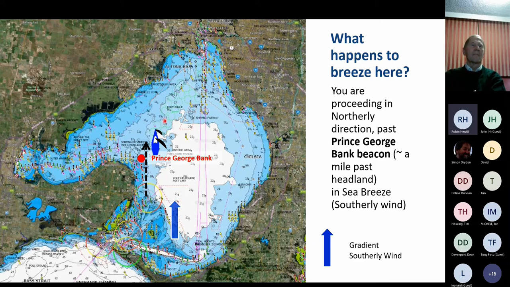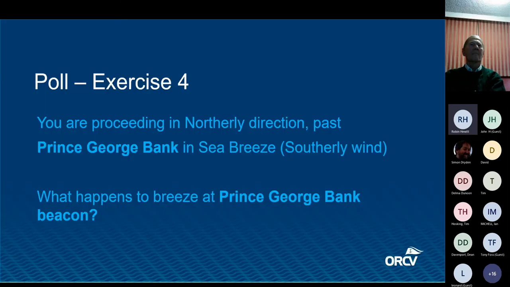Here is our yacht sailing. They've got the Prince George pile marker up here a mile or two past the shore. And the question becomes, what's going to happen? So here's your exercise. What happens at Prince George Bank Beacon?